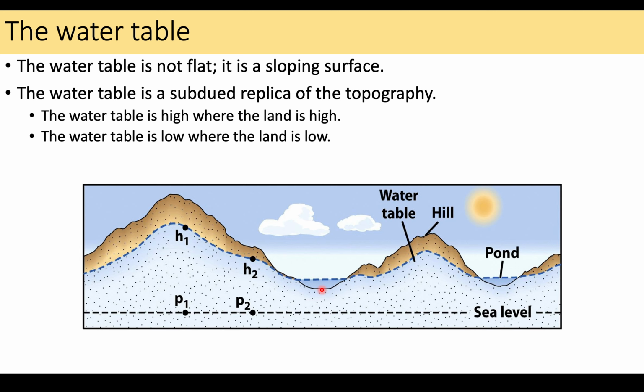And that's because you have water falling all over the surface of the earth. Here you have rain falling here, you have rain falling here. The water isn't going to percolate at different rates. It generally is going to percolate at the same rate. So you're going to see a mimic of the topography when you're looking at the height of the water table.